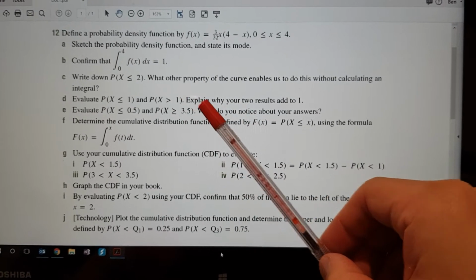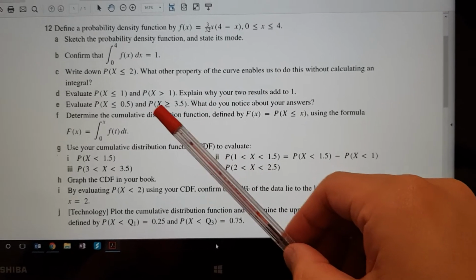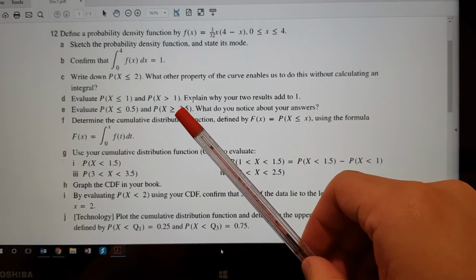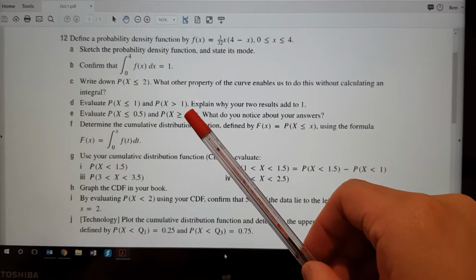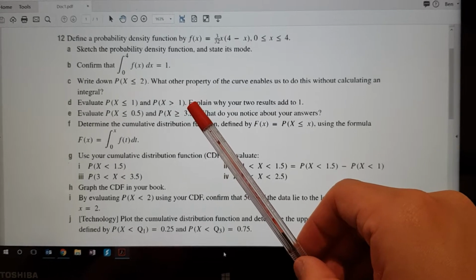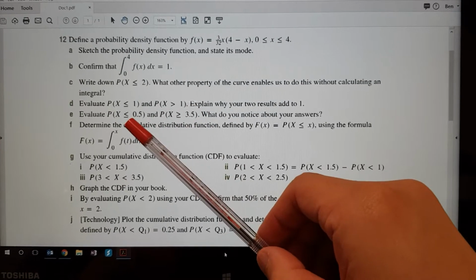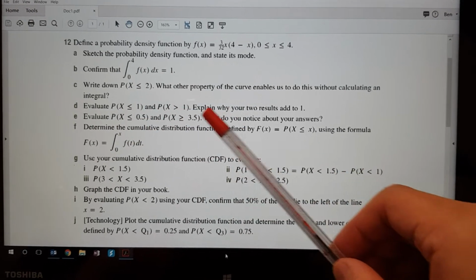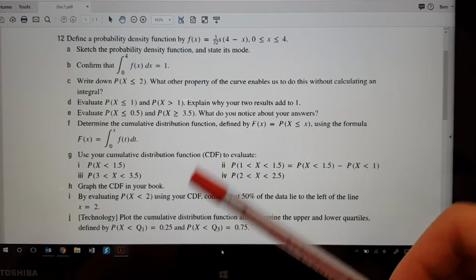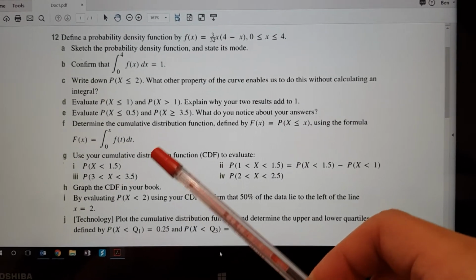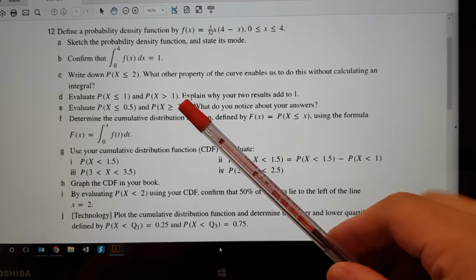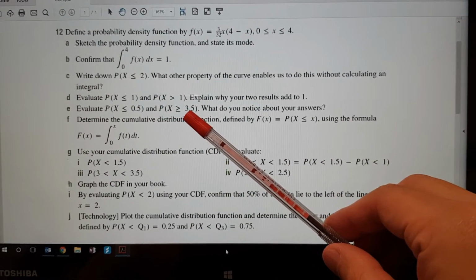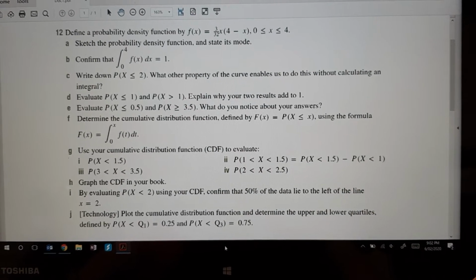And part D, show that these two probabilities actually sum to 1. I mean, we can really see that straight away, because you notice this is actually the complement of that x less than 1. So no surprise that they will add up to 1, but we're really going to confirm that using algebra. And part E, less than half and greater than 3.5. What do you notice about the answers?